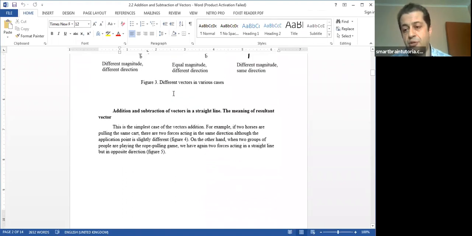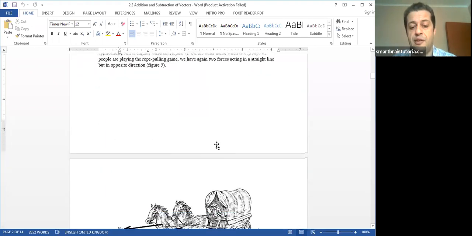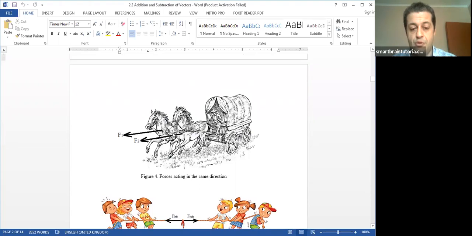Now, I'm going to explain the addition and subtraction of vectors in a straight line because it is the easiest thing to do, before starting with addition and subtraction not in a straight line. The meaning of resultant vector, or maybe you have learned it as the net vector, the same thing. This is the simplest case of vectors addition in a straight line. For example, if two horses are pulling the same cart, like this one, we have two vectors of forces acting in the same direction.